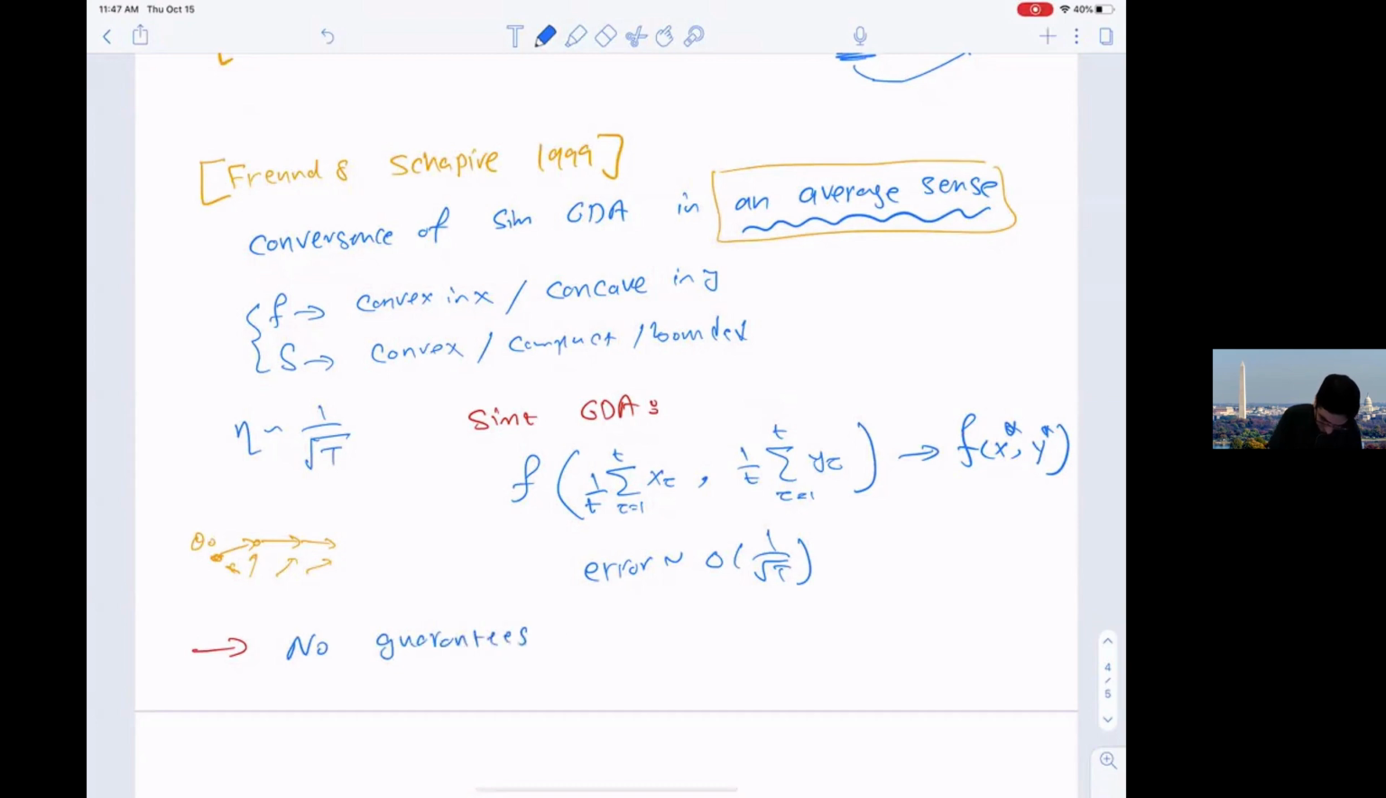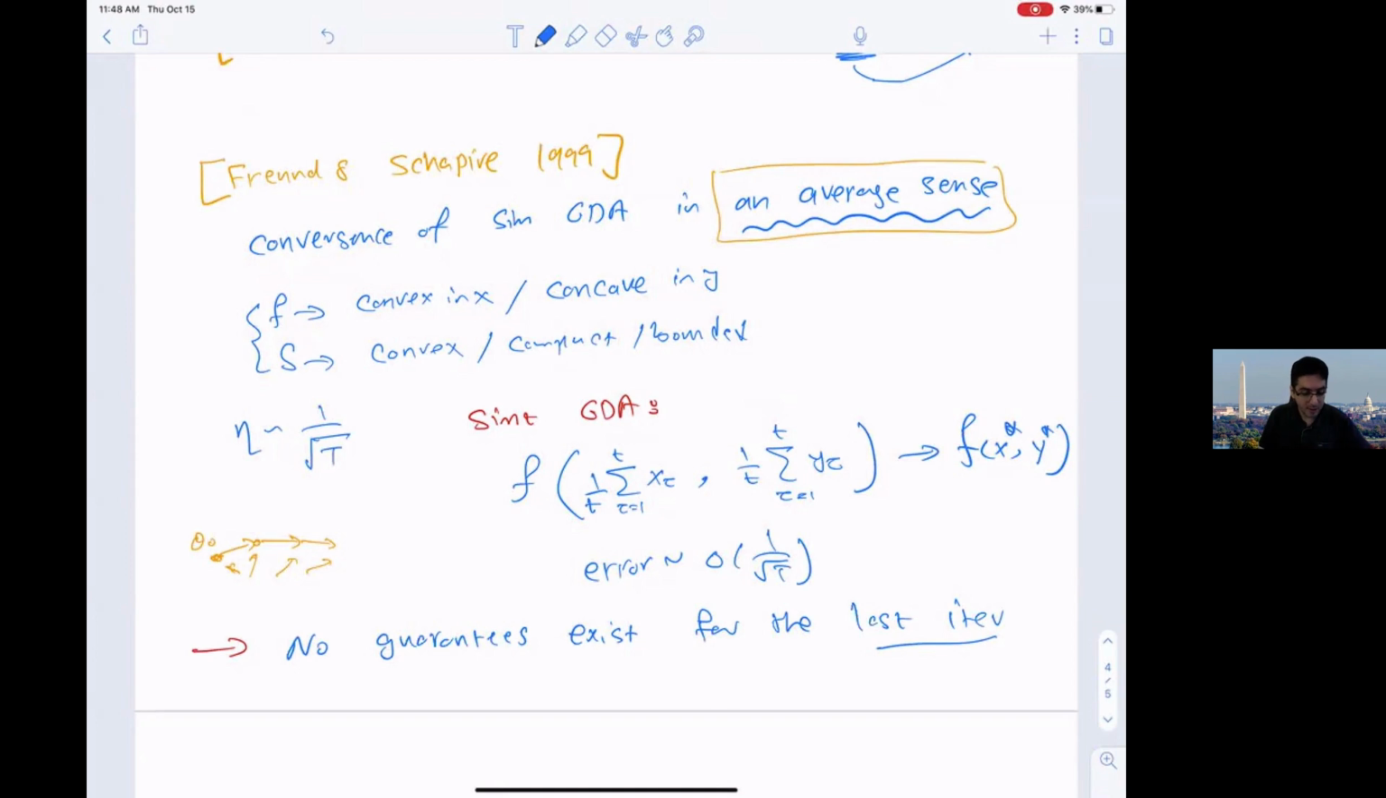By last iterate, I mean if you look at x and y at the last iteration and argue convergence to x star, y star. So we don't have any guarantees even in this quite well-defined case.